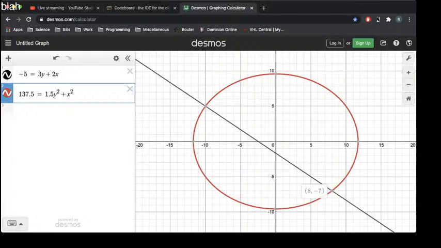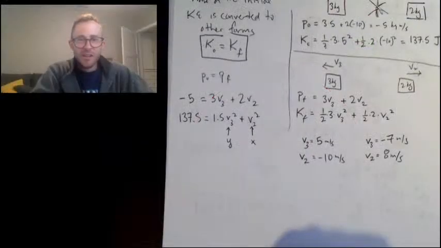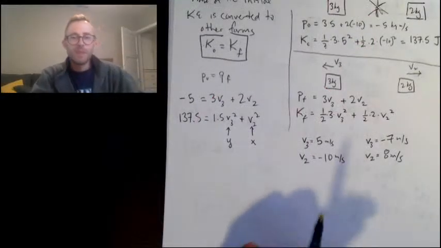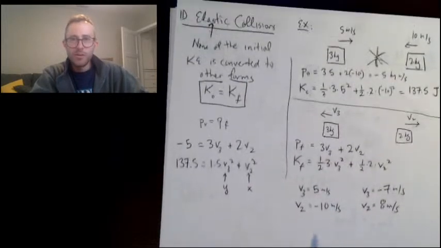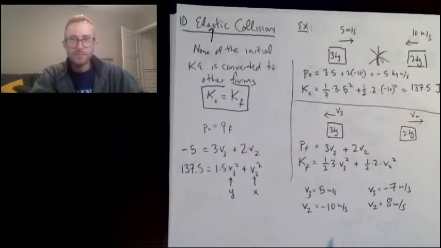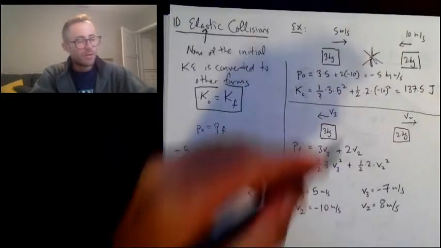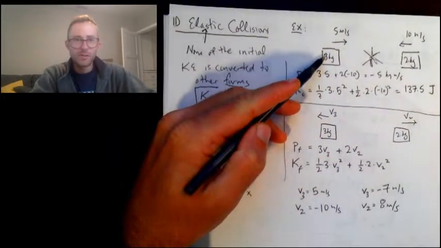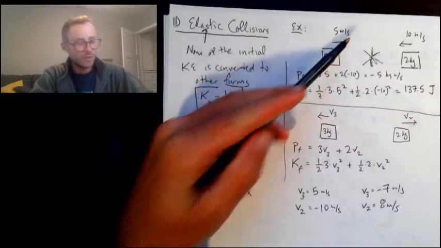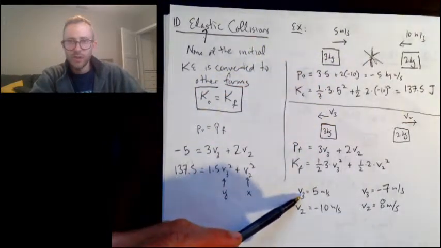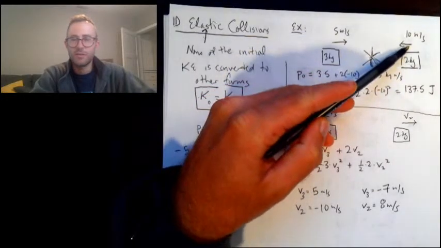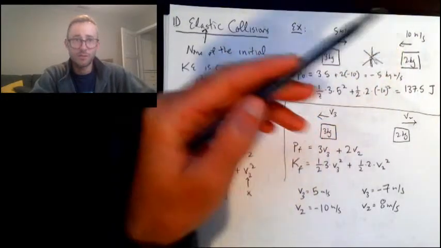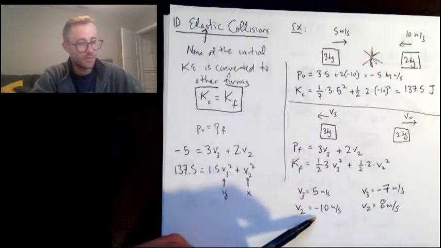All right. So now we could go back. So I wrote this down. Now, if we look at our problem here, the 3 kilogram object starts out with a velocity of 5 meters per second. This one says V3 equals 5 meters per second. The 2 kilogram starts off with 10 meters per second to the left. That's a velocity of -10 meters per second.